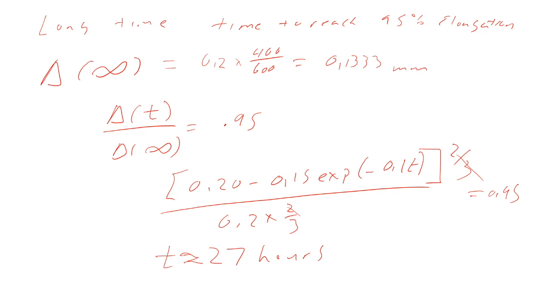So the t is in seconds or in hours? T is in hours, inside the exponential 0.1t. Yeah. So when we measured our curve, we defined t to be in hours and delta is in millimeters.